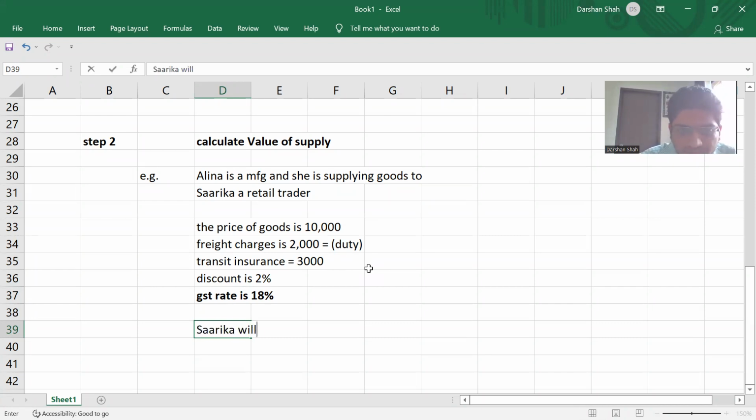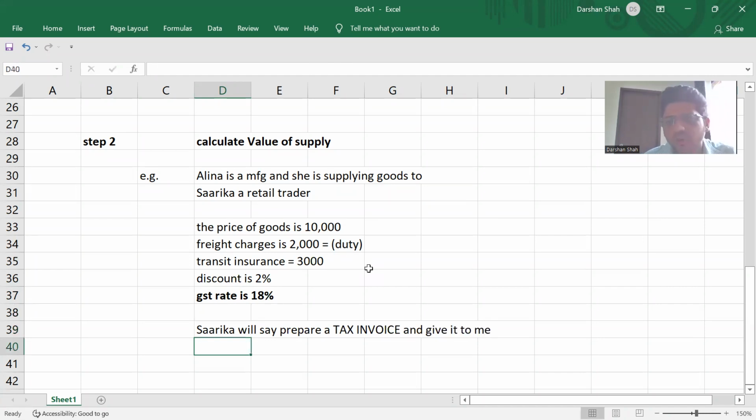So what will Sarika say? Sarika will say, prepare a tax invoice and give it to me. Don't give me a kacha bill. Don't give me a normal bill on a paper. I need a tax invoice. I need specific details of what all you are charging to me. So should Sarika pay tax on 10,000 or what should be the value? What do you guys think?